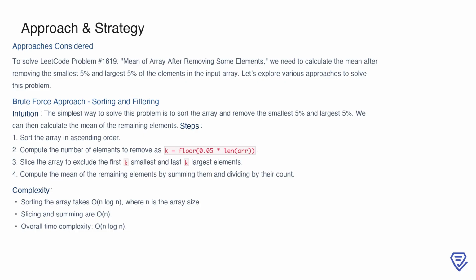The process involves calculating the number of elements to exclude, which is determined as 5% of the array's length, rounded down. Once the array is sorted, we can slice off the first and last segments of size k, leaving only the middle portion. The mean is then calculated by summing the remaining elements and dividing by their count. While this approach is simple and intuitive, its time complexity is dominated by the sorting operation, which is O(n log n). This makes it efficient for moderate-sized arrays but potentially slow for very large datasets.